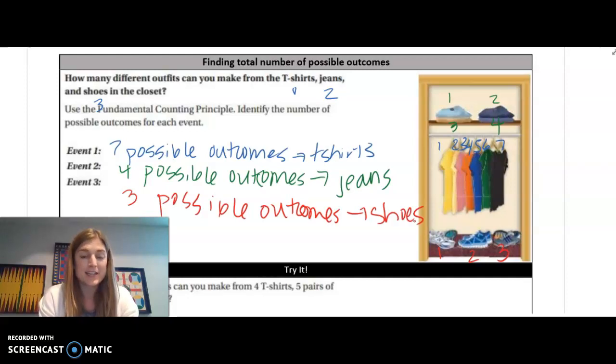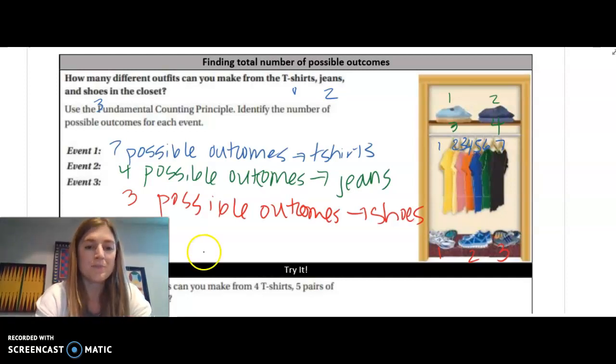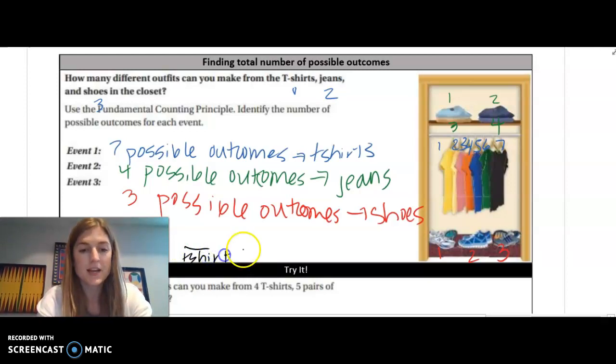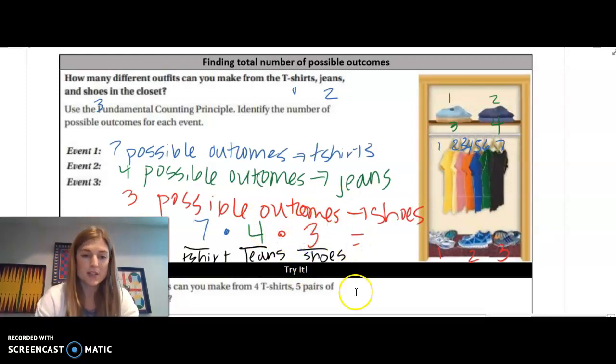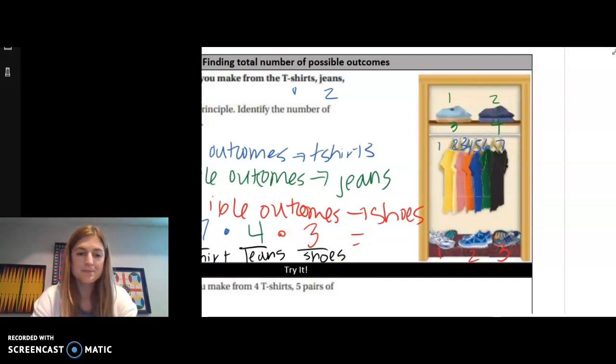So what I'm going to do, I like to draw these little blanks. I need to first choose a t-shirt. I then need to choose jeans. And then last, I choose shoes. Okay? And from there, I have 7 t-shirts to choose from, 4 possible jeans to choose from, and then last but not least, I have 3 shoes to choose from. So what you're going to do, you're going to plug that into your calculator.